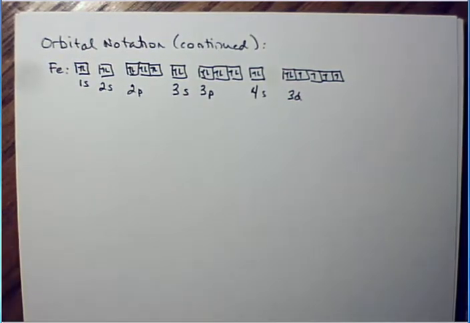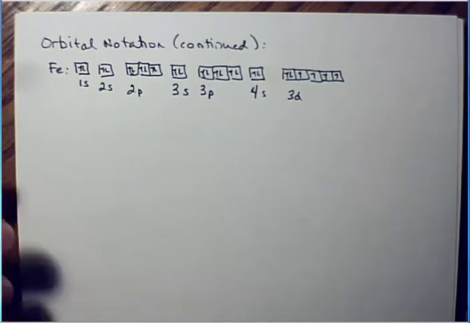Based on what you know now, you should be able to write orbital notations all the way up through lanthanum. Look on your periodic table and find lanthanum. Following this same pattern, you should be able to write orbital notation all the way up through lanthanum. Okay?